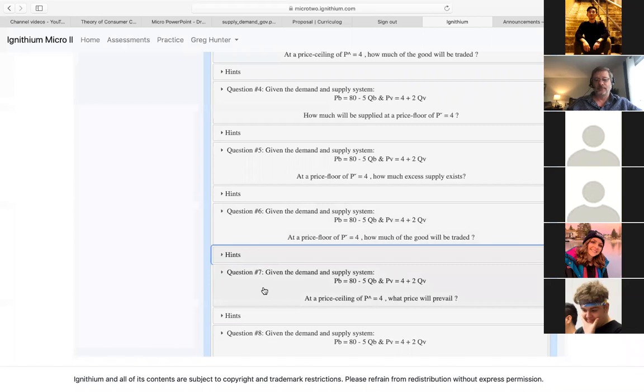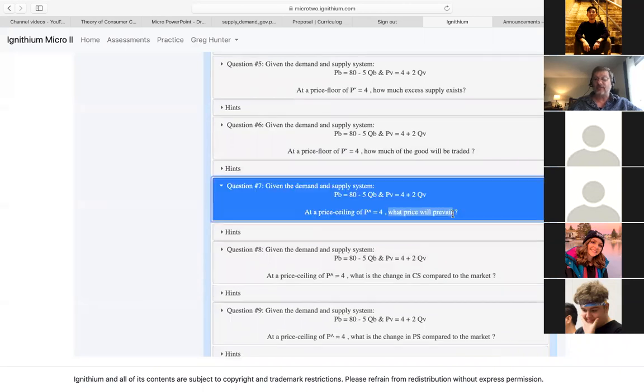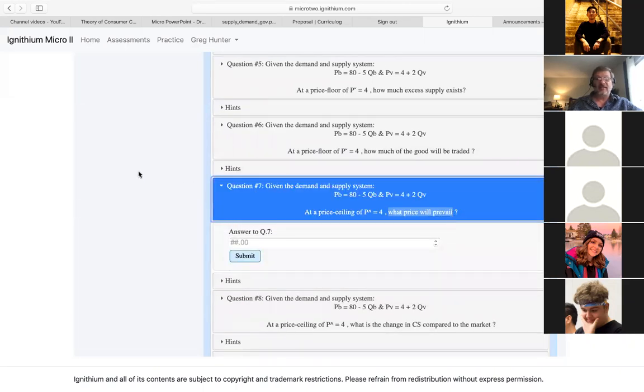No. Okay. But yeah, I don't think there are any errors here now. So that's why I was surprised. So, and then how about this one? What price will prevail? Okay.